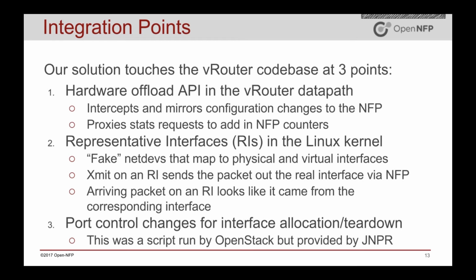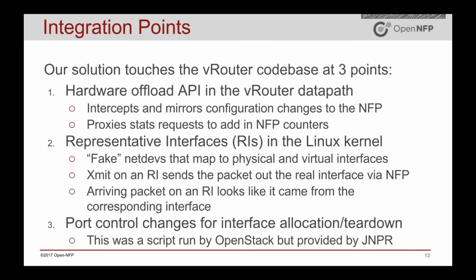So vRouter still sees that it's plugged into a set of physical and virtual interfaces, but when it transmits on one of these representative interfaces that represents a physical interface, instead the packet gets muxed and sent down to the NFP, and the NFP then transmits it out the physical interface. If it transmits to a virtual interface's representative interface, then the packet will go to the SmartNIC, and the SmartNIC will take care of delivering that packet over the appropriate virtual interface into the virtual machine that it's destined for.